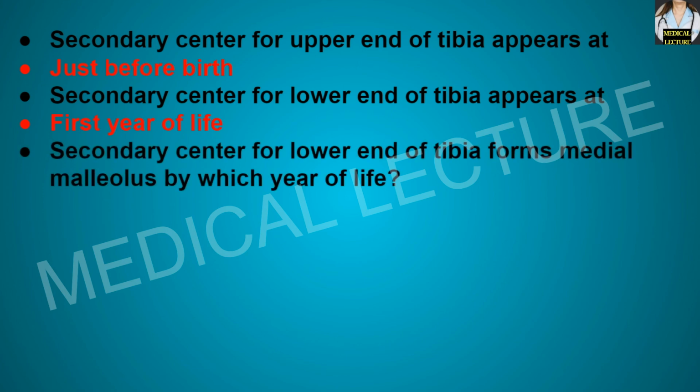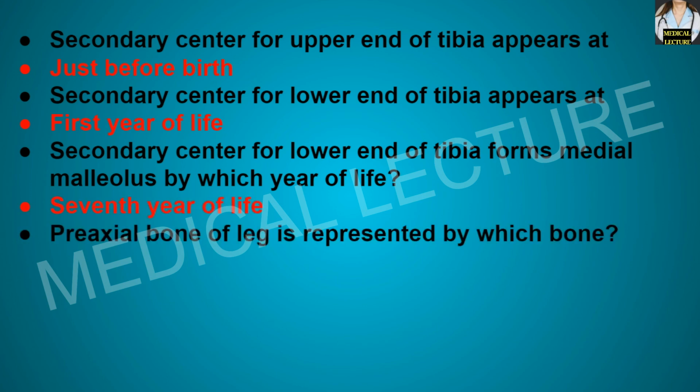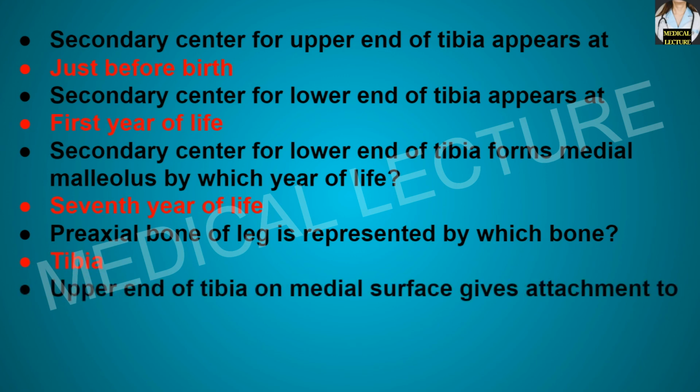Secondary center for the lower end of the tibia forms the medial malleolus by which year of life? 7th year of life. Pre-axial bone of the leg is represented by which bone? By the tibia bone. The upper end of the tibia on the medial surface gives attachment to sartorius, gracilis and the semitendinosus muscle, that means the gooseneck (pes anserinus) muscles.